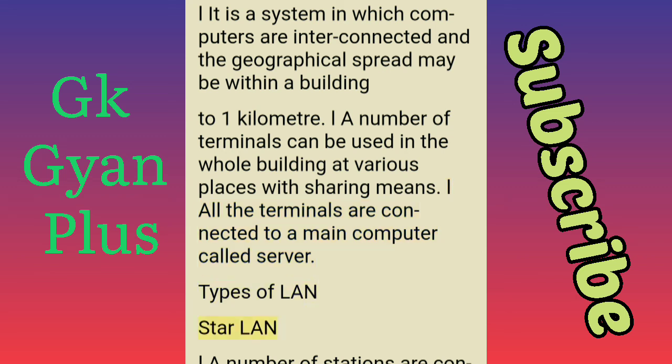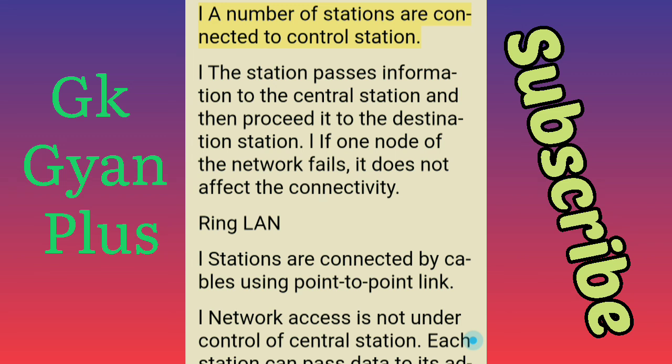Types of LAN. Star LAN. A number of stations are connected to a control station. The station passes information to the central station and then it is forwarded to the destination station. If one node of the network fails, it does not affect the connectivity.